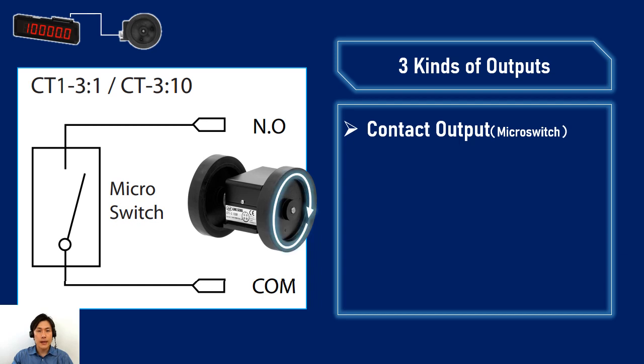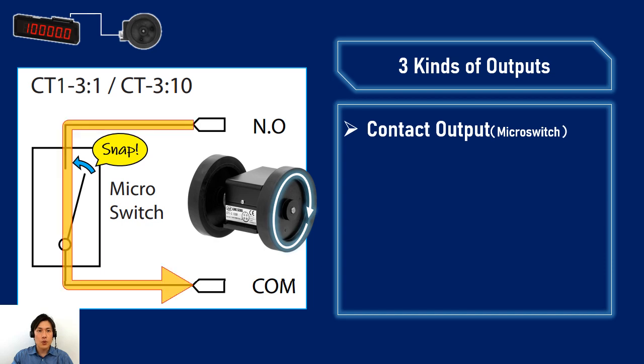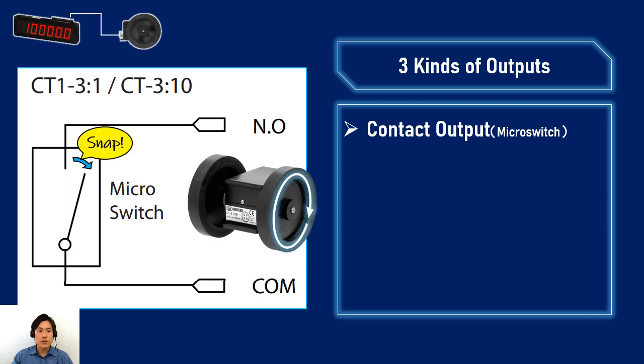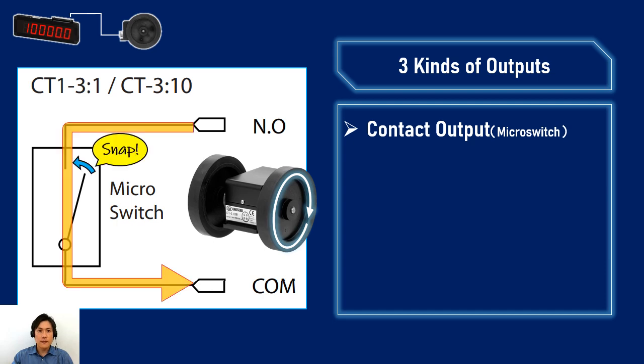When the wheels rotate, the microswitch snaps closed, the current flows, and a pulse is output. When the wheels rotate again, this time the microswitch snaps open, so the flow of current is stopped. And when the wheels rotate again, the microswitch snaps closed, the current flows, and the pulse is output. Contact output models of the CT1 series output pulses in this way.